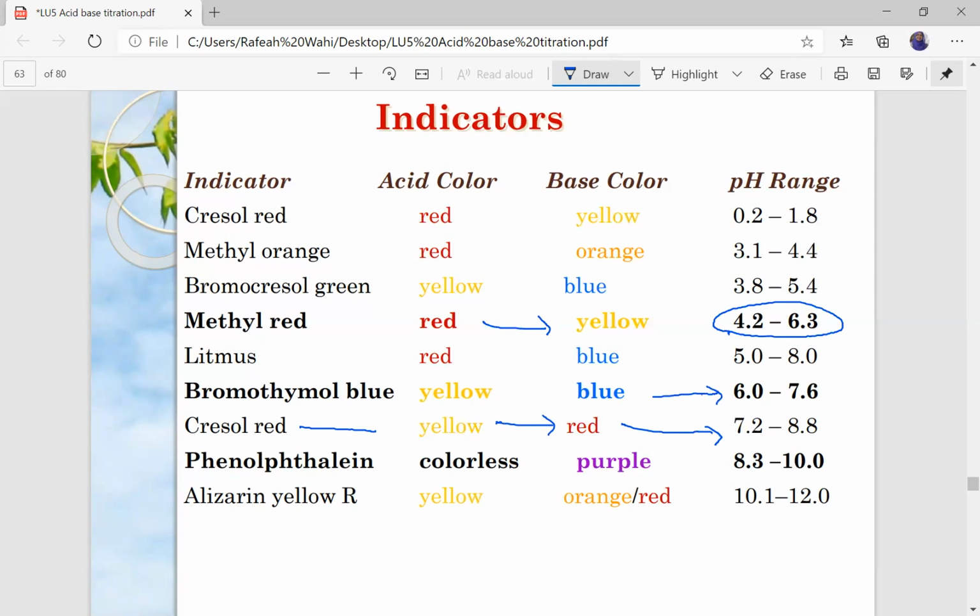Okay, so when you want to choose an indicator, let's say you have bromothymol blue and cresol red, if you have a titration between a strong acid and strong base, whose equivalence point should be at pH 7, maybe you would like to consider cresol red, because cresol red only changes color at slightly above pH 7, which is 7.2. Don't use bromothymol blue for that case, because bromothymol blue changes color earlier than pH 7, which is pH 6. Okay.